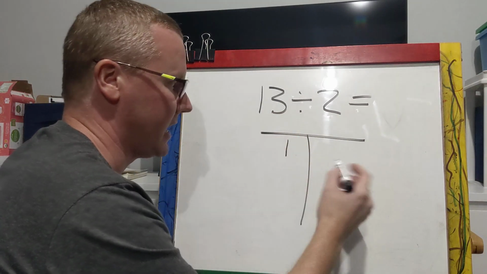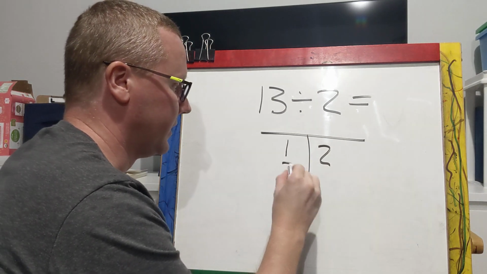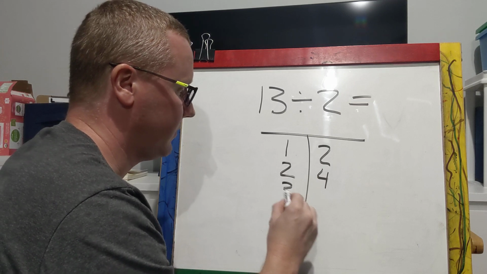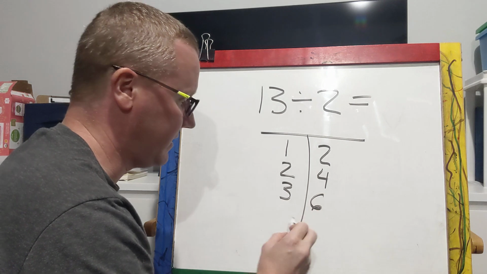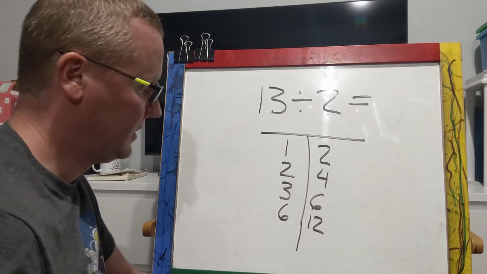If it goes in there 1 time, I have a total of 2. If it goes in there 2 times, I have a total of 4. If it goes in there 3 times, I have a total of 6. I'm going to double that. So I'm going to double it to 6, and it goes in there 12.